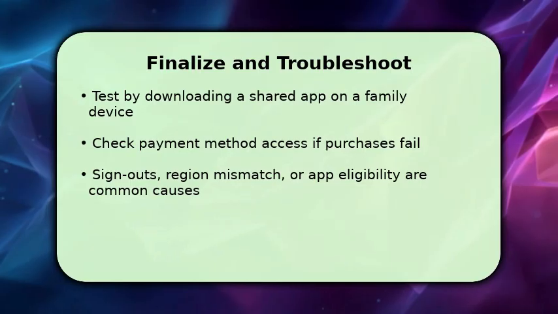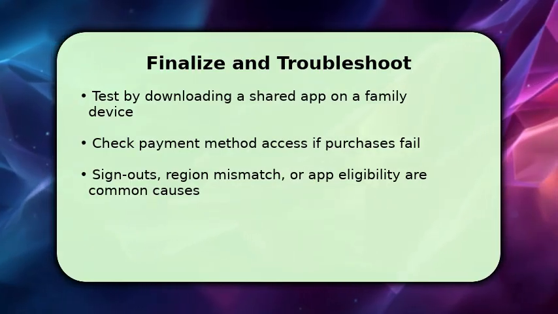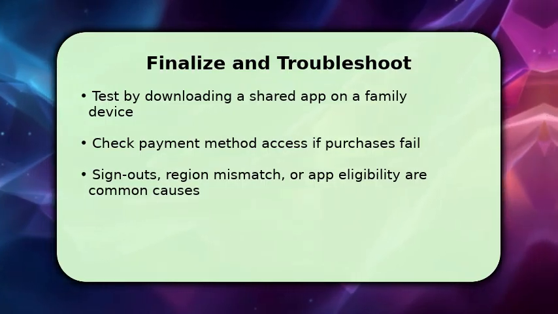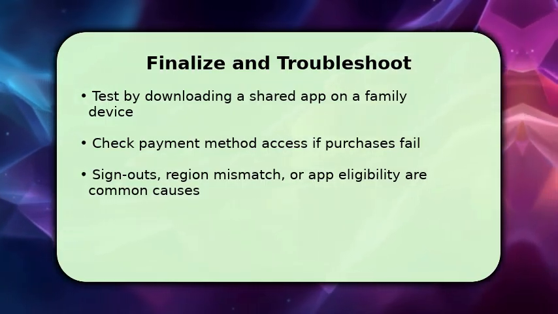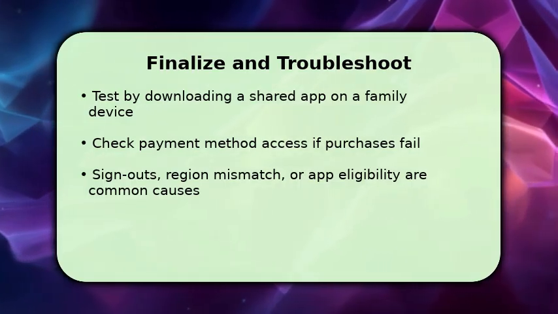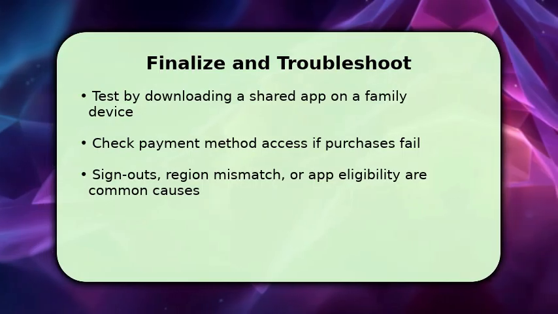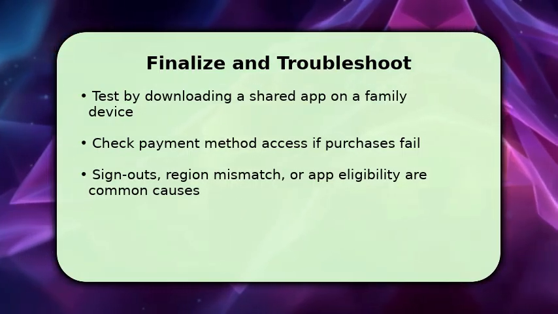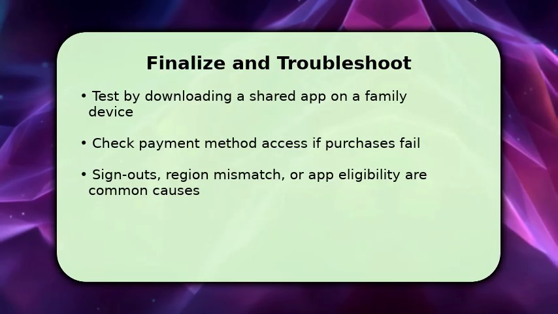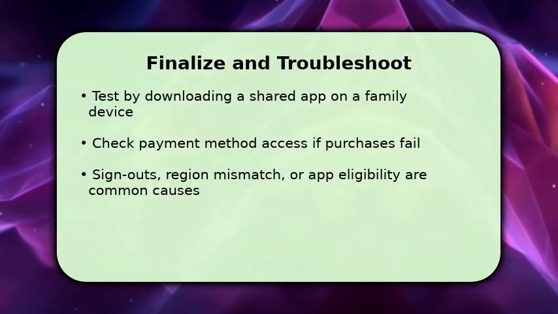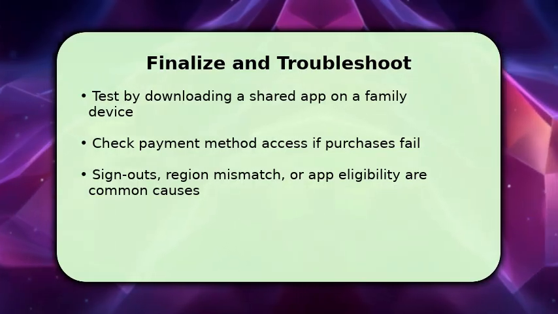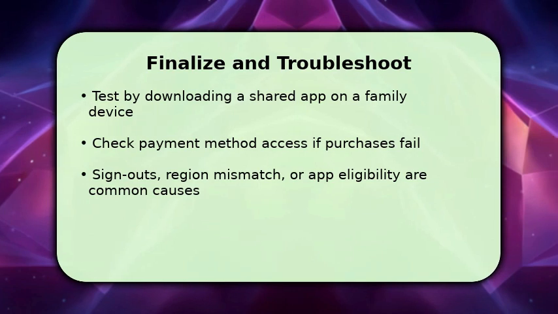Finish by testing. Have a family member download a shared app to confirm access. If it fails, first verify that the organizer's payment method is active and not blocked. Many stores require it even for free downloads. Make sure all members are signed into the correct account and that regional settings match the organizer's store region. If issues persist, remove and re-invite the affected member or toggle sharing off and on for that category. This often clears permission caches and resolves sync errors quickly.